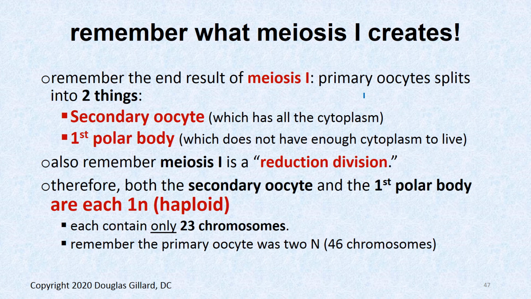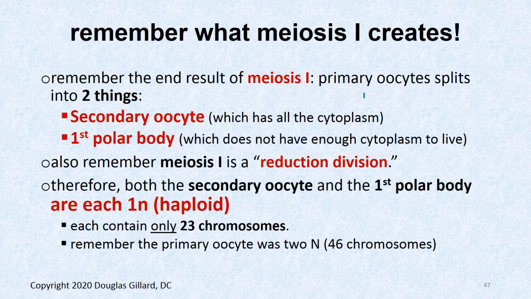Okay, remember meiosis 1, that's a reduction division. So we're going to get two products after meiosis 1 is completed. We're going to get a secondary oocyte, which stole all the cytoplasm. We're going to get another little body, a little oocyte kind of thing, but it doesn't have any cytoplasm because there was unequal cytokinesis. And so it's called the first polar body, and it doesn't have enough to really stay viable. So meiosis 1 is reduction division.